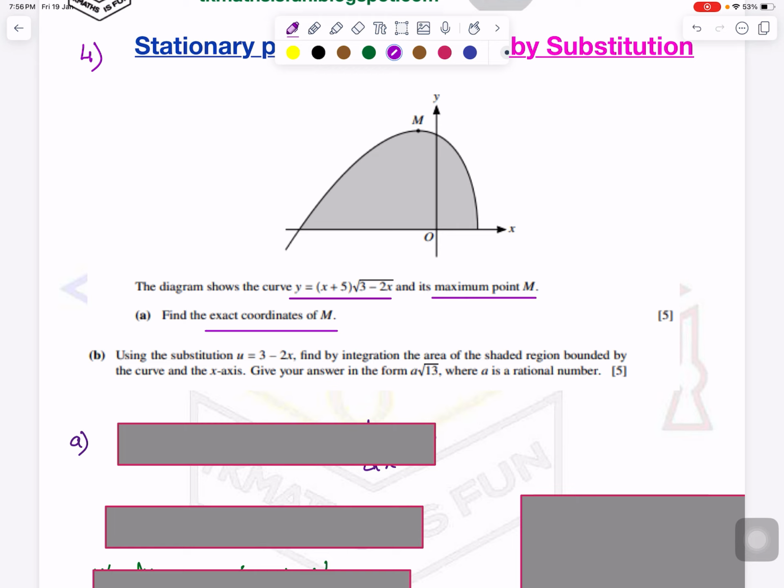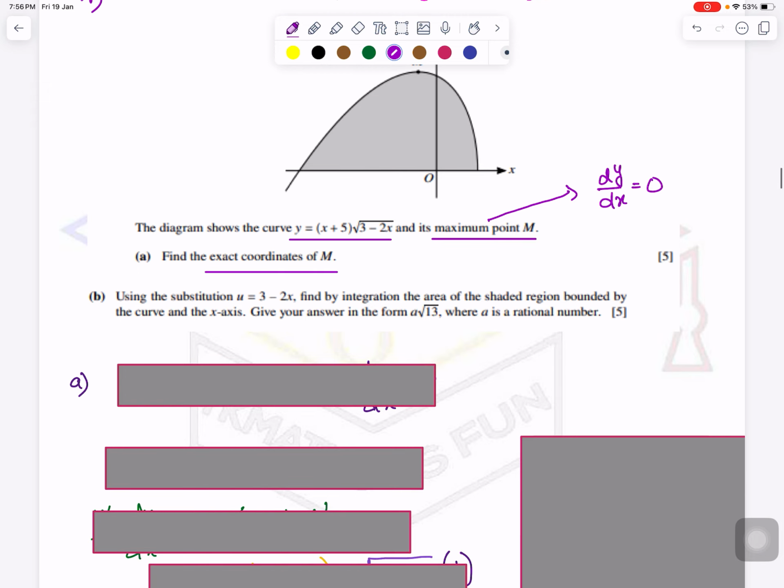Now the concept here is, when we are talking about a maximum or minimum point, the rate of change is 0 there. It means dy over dx will be 0 there. So we will differentiate the function, put it equal to 0 and solve it. This is what we are going to do first. I have already solved it here, but I will show you step by step so that you can understand the concept.